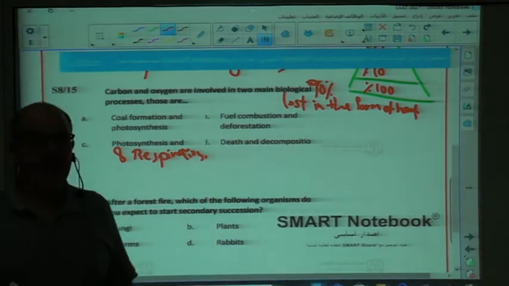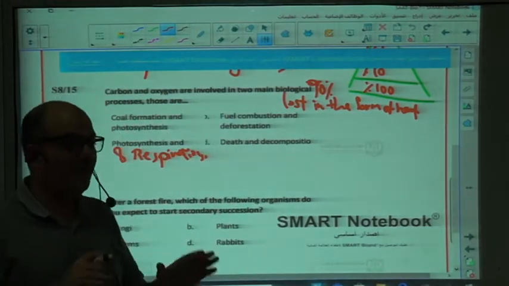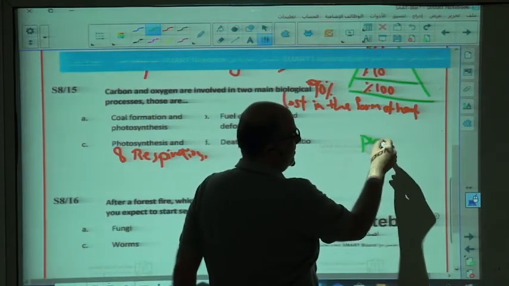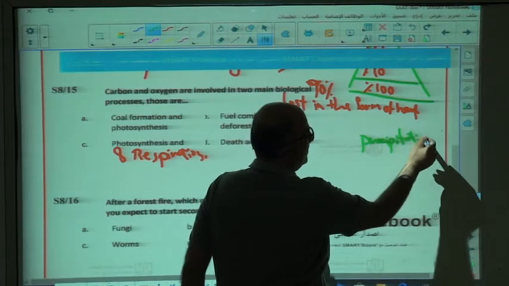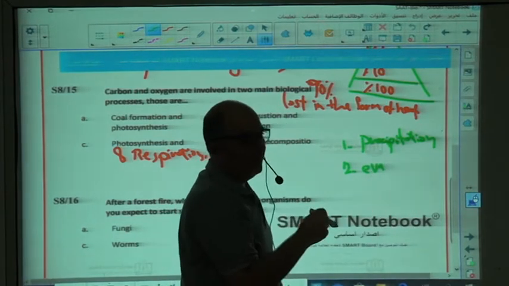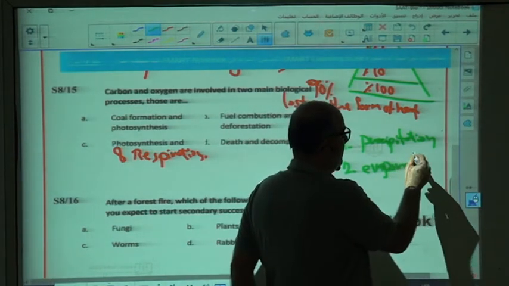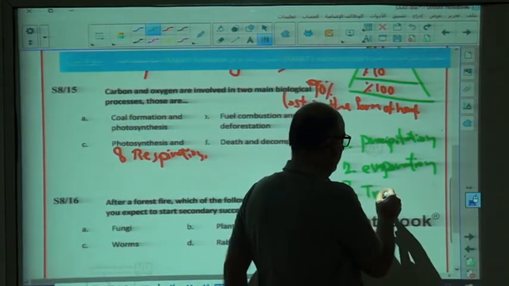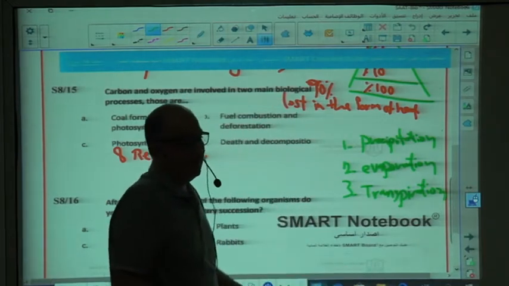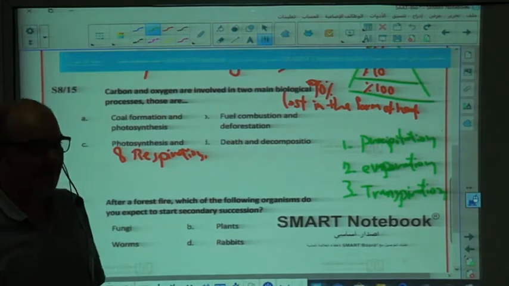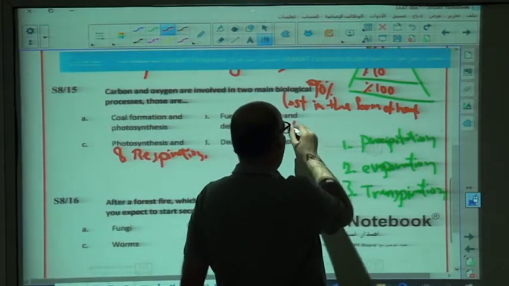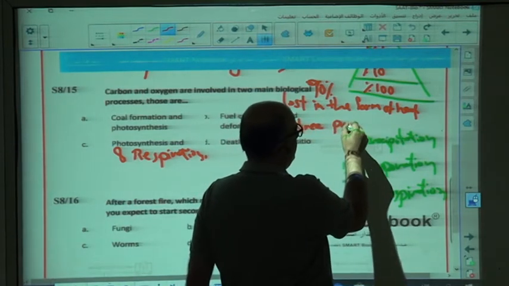Guys, what are the three physical processes that are involved in the water cycle? Precipitation. Yes. And condensation. Yes. Evaporation. Condensation is related to precipitation, so it is the same idea. Rain? No. Transpiration. What do we mean by transpiration? The loss of water through the plants, through the stomata of the plants. When the plants lose water, we call this transpiration. Three main processes in the water cycle.